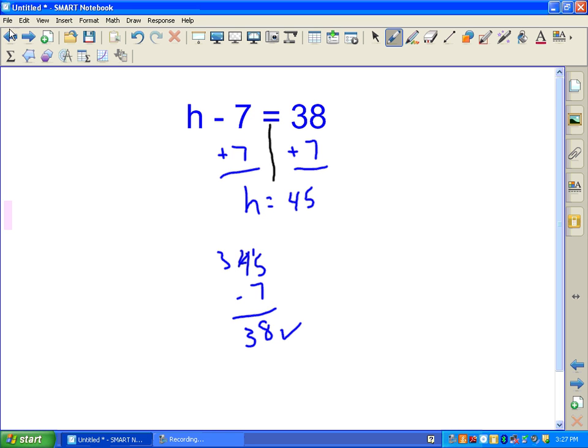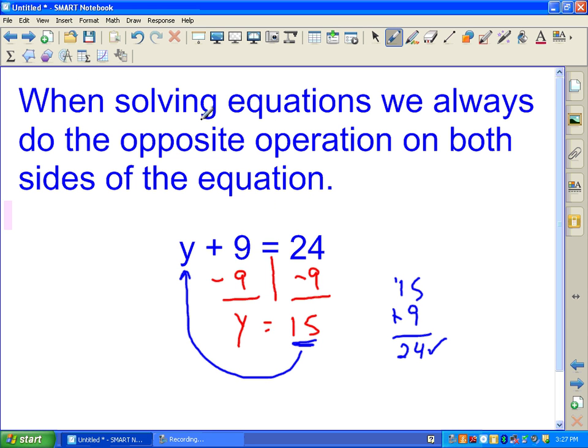So the big thing to remember is you always do the opposite operation, and you do that on both sides of the equation. And make sure you show the work and show your check on every single one.